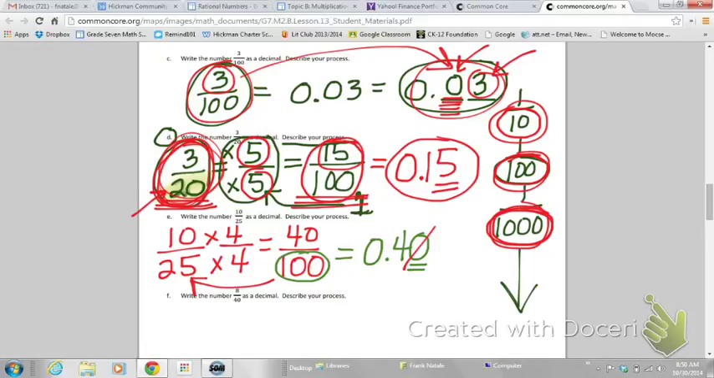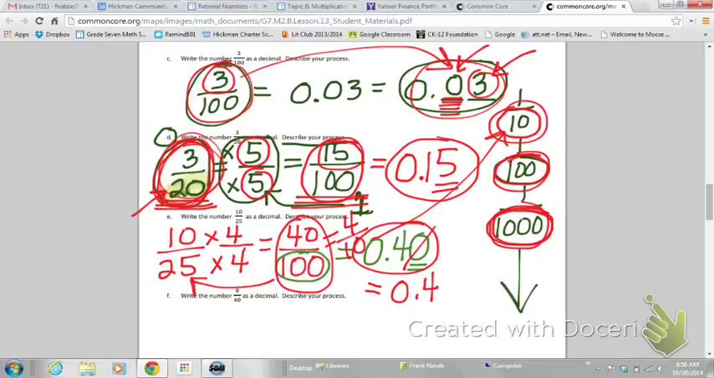So while 0.40, 40/100ths, is correct, 0.4 or 4/10ths will do. And we could have actually simplified this 40/100ths down to 4/10ths as well, because that is also a power of 10.